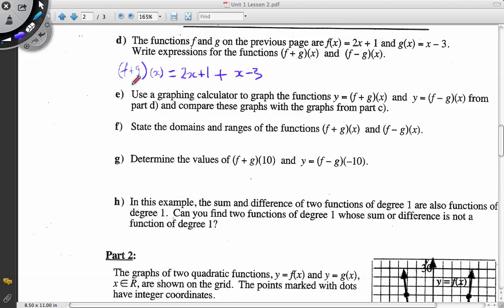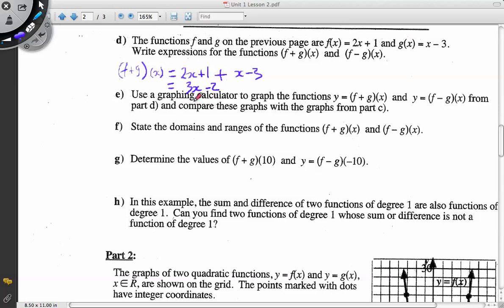Now I have to get used to the amount of space here. Okay, so really what's this? 2x plus x is 3x, and 1 take away 3, negative 2. So that's the answer for that. That's as reduced as it can get. If we want f minus g, you just subtract these two equations and you get your answer.